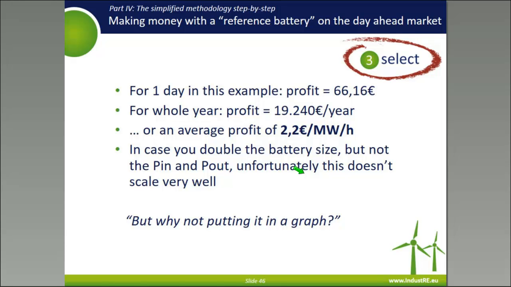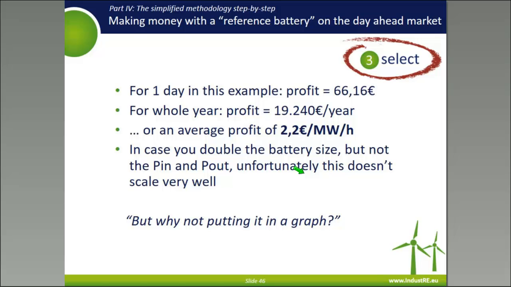If you do the same exercise with that same battery, but for the whole year based on historical day-ahead data, in this case for Belgium, you can make a profit of about 19,000 euro per year. Or, and that's what we actually really like, we are going to express it as an average. You can, on average, make a profit of 2.2 euro per megawatt per hour.